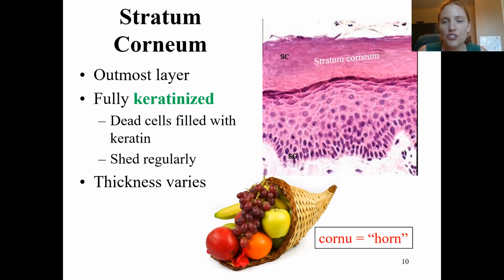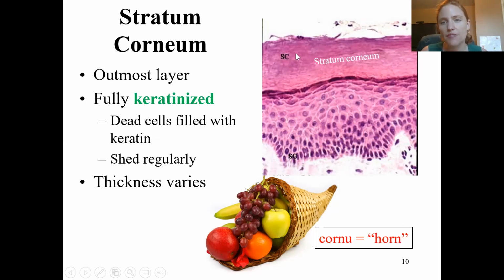Important to understand is that we created the cells way down here, and as they've been pushed up and up and up by new cells being made underneath them, they get more and more keratin as you go up. By the time they get to the stratum corneum, they're what we call fully keratinized, which just means they're not really cells anymore. They're dead cells, so jam-packed with keratin that they're basically just sacks of keratin now.